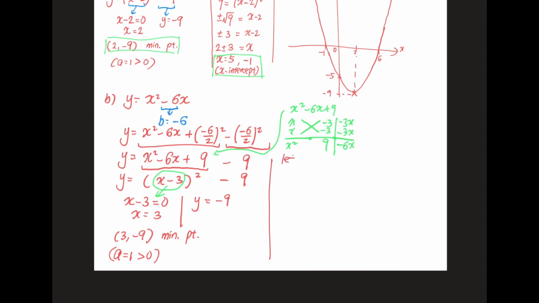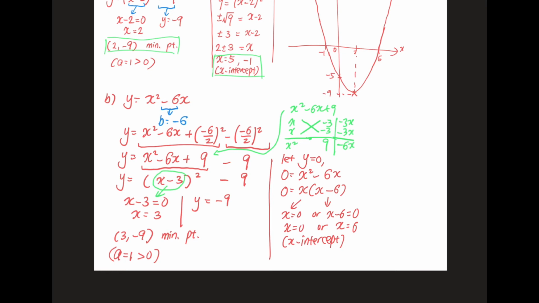So I let y equal to 0. So 0 equal to x squared minus 6x, which is 0 equal to x(x minus 6). So I factorize, then I let each of them equal to 0. So I have this one, x equal to 0. Then I have this, x minus 6 equal to 0. So x equal to 0 or x equal to 6. So I have 0 and 6 as the x-intercepts.